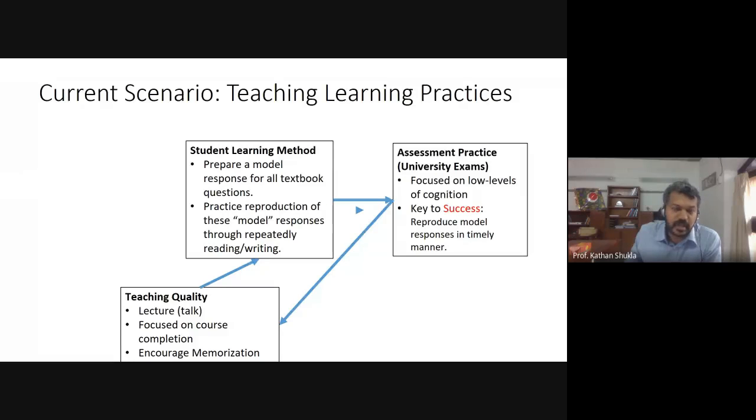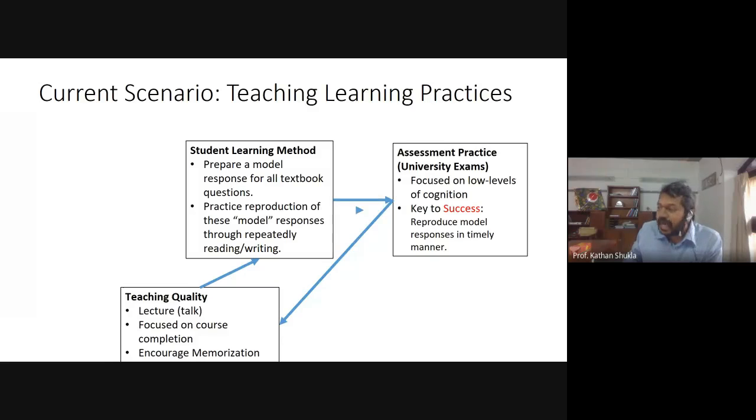This is there across different sectors. It's also there when you go to BCom students, BBA students, even MBA. MBA is supposed to be called a professional degree. Students should be ready for general management and specialized management. However, often you find that students are not ready to take up the responsibilities, because what ends up happening is that they have only practiced reproduction of model response in a timely manner.